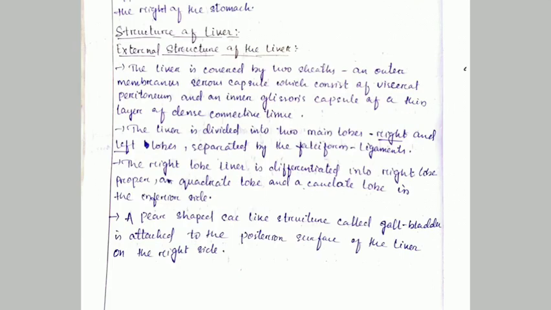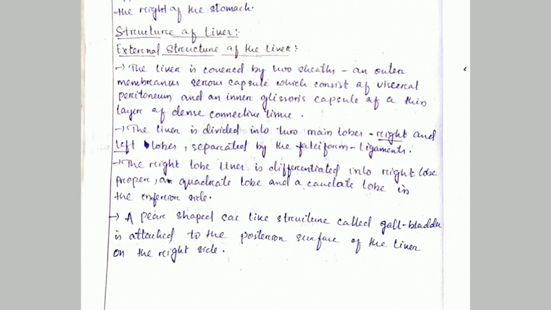Structure of liver, external structure of the liver. The liver is covered by two sheaths, an outer membrane, serous capsule which consists of visceral peritoneum and an inner Glisson's capsule of a thin layer of dense connective tissue. The liver is divided into two main lobes, right and left lobes, separated by the falciform ligaments. The right lobe is differentiated into right lobe proper and quadrate lobe and caudate lobe on the inferior side.